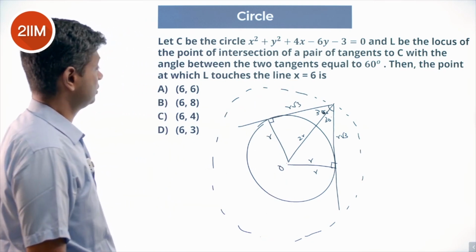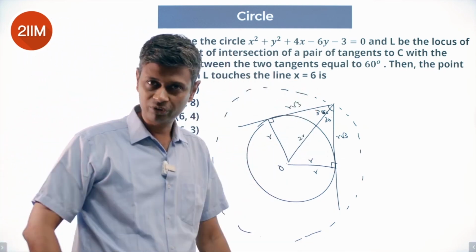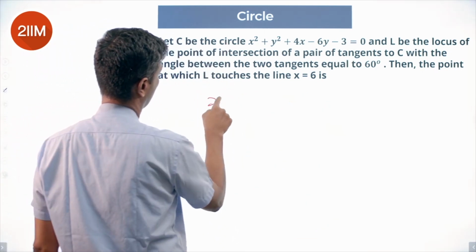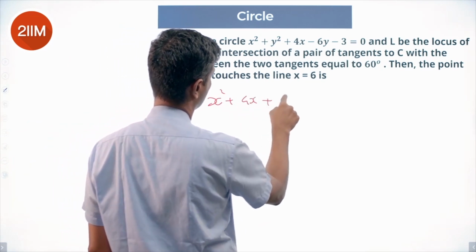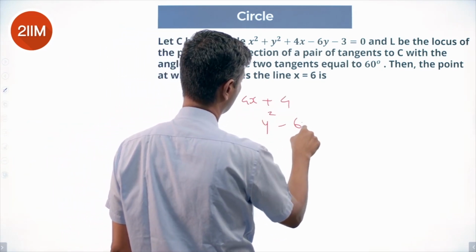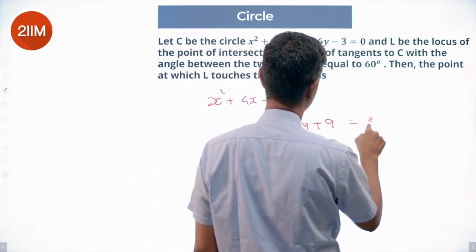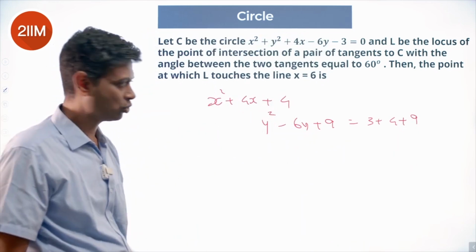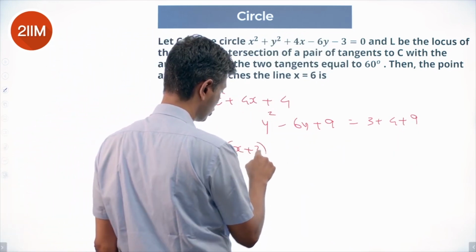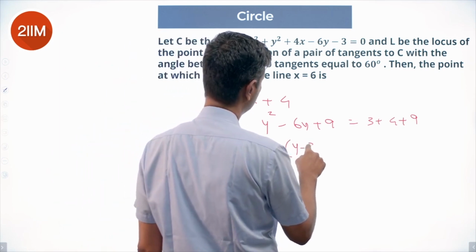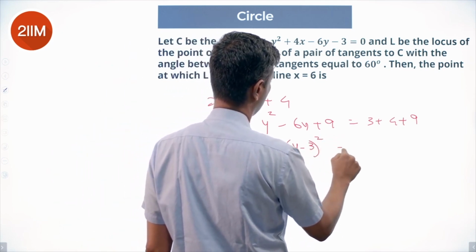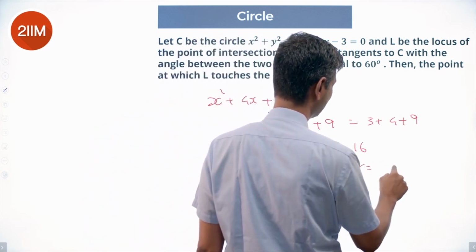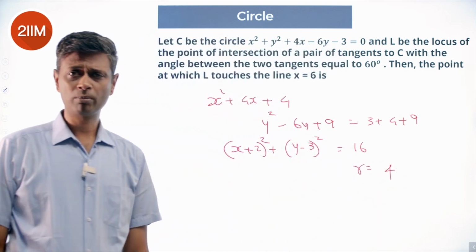Then the point at which L, that is this bigger circle, touches the line x equal to 6, so for which we need to dig deeper. x square plus 4x plus 4 plus y square minus 6y plus 9 equals 3 plus 4 plus 9. I'm taking the 3 that side, adding 4 and 9 on both sides, or this is x plus 2 the whole square plus y minus 3 the whole square equal to 16, or radius is 4, center is minus 2 comma 3.